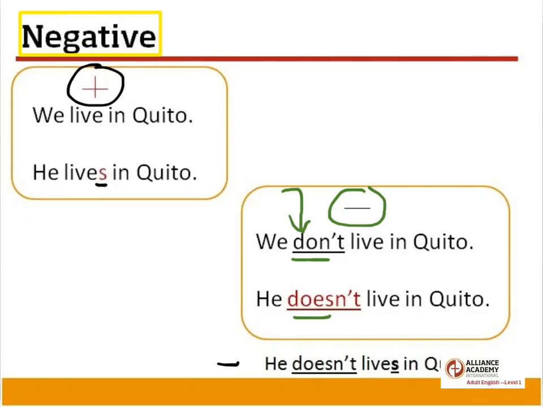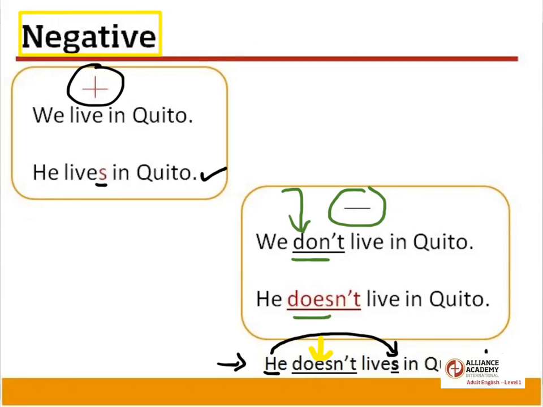And I did include this sentence at the bottom because it is a very common mistake that people make. A lot of people say, well, this is third person, I need to put the S on the verb. But that is only true in positive sentences, not when we go to negative. And here is why.